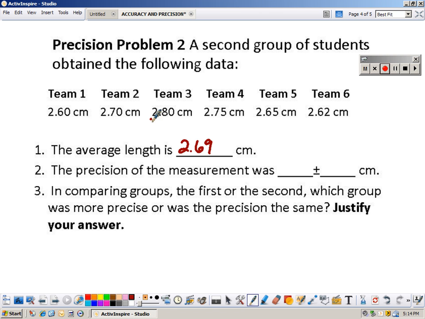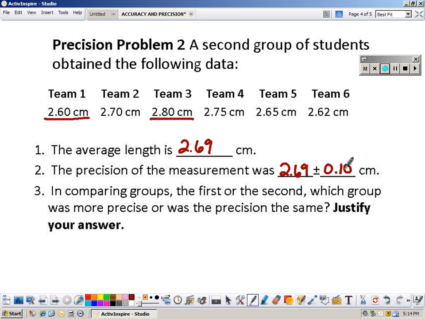range. So we take the highest value, which is 2.8. We take the lowest value, which again is 2.60. Subtract the two, that gives us 0.2. And then divide by 2, that gives us 0.1. So when we come up with this summary of our precision, you're going to write the average, 2.69, and then plus or minus, which turns out again to be 0.1.